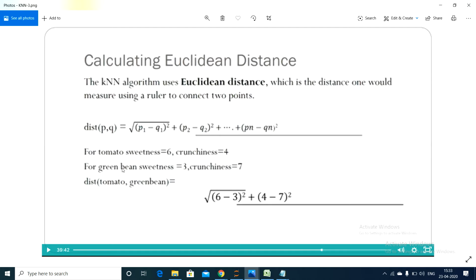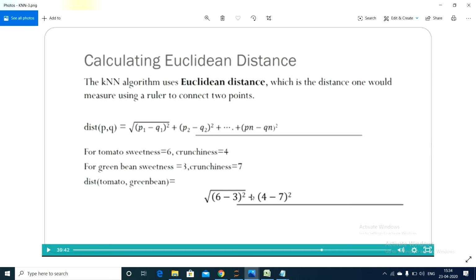So we know about green beans, right? Green beans are protein content, so they fall under the protein category. The protein category has low values for both sweetness and crunchiness. So I am finding the Euclidean distance between tomato and green bean: 6 minus 3 whole square plus 4 minus 7 whole square.